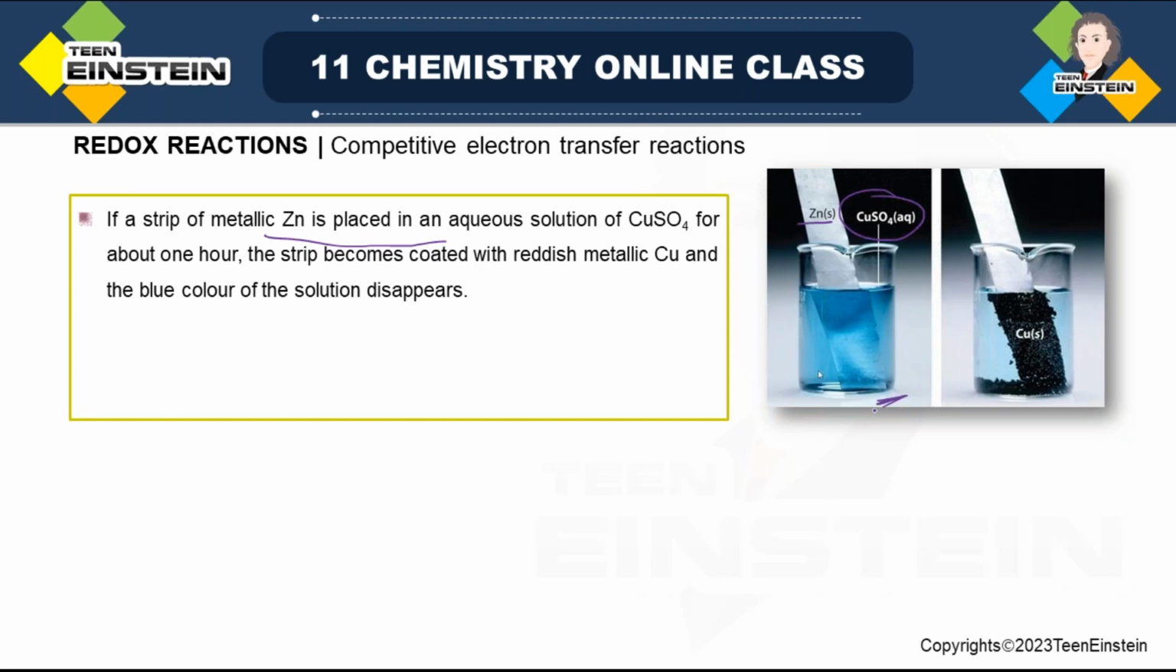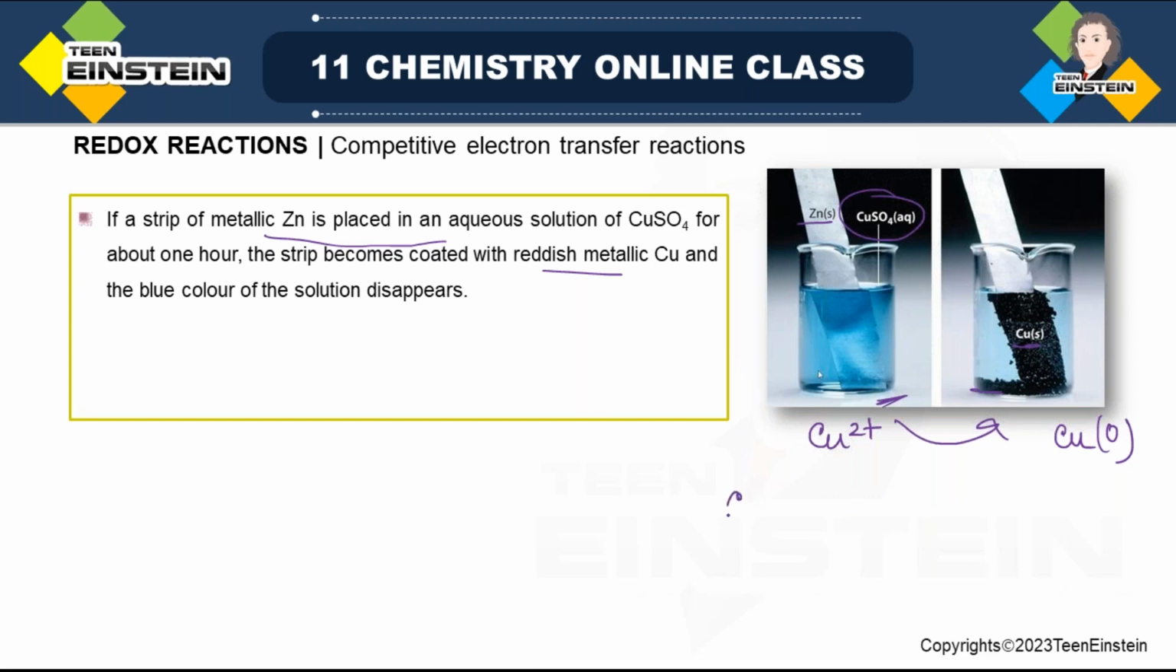Now when we do so, what will happen? The strip becomes coated with reddish metallic copper. So after 1 hour, you can see the color of copper sulfate is now faded. It is not so intense blue. Now it is pale. That means the amount of Cu2+ is decreased in the solution. Before the reaction there is presence of copper 2 plus, but after it, the Cu2+ is reduced to copper 0. So what type of reaction is occurring here?